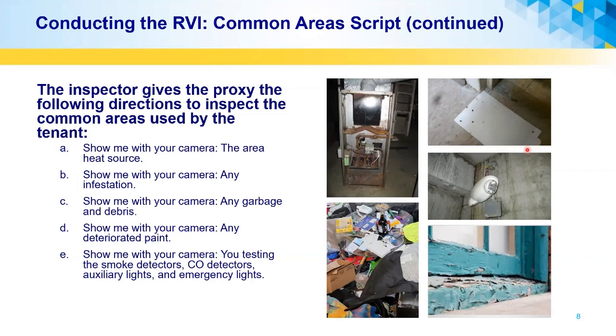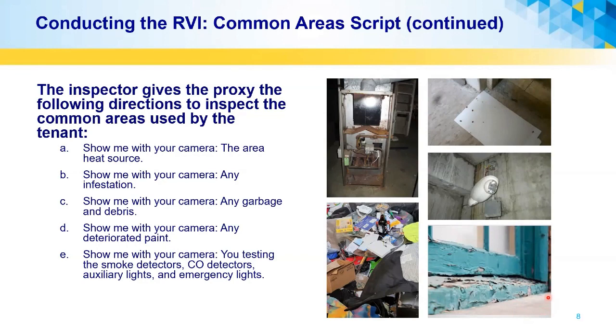The one below that, we have an auxiliary light that is pulled away from its junction box. So we have exposed wires, and the light is not working. So that would be a 24-hour life-threatening health and safety. And then below that, we've got an example of severe deteriorated paint on the windowsill and the sash.